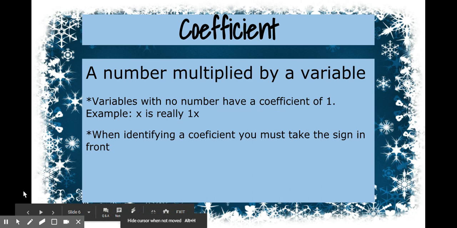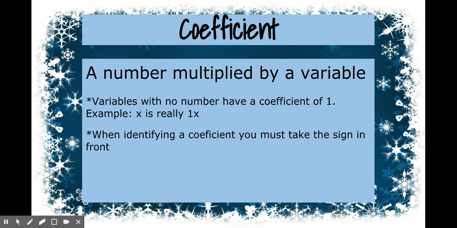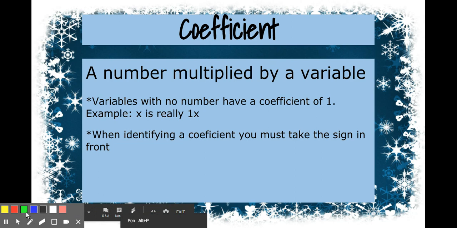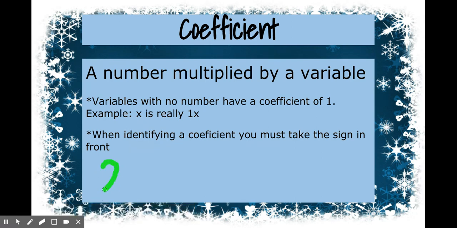Our next word is coefficient. A coefficient is a number multiplied by a variable. Before we get into some of the examples, I think it's important that we understand what some of these examples are talking about. So if we have 2x here, this means 2 times x, which means I have a total of 2 x's. So I have x plus x.